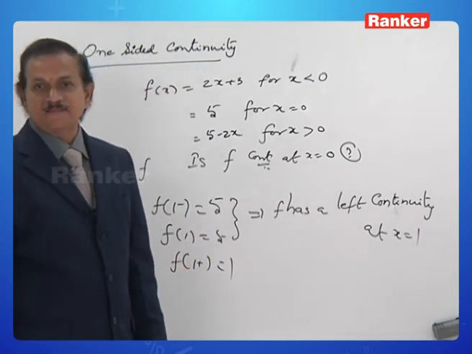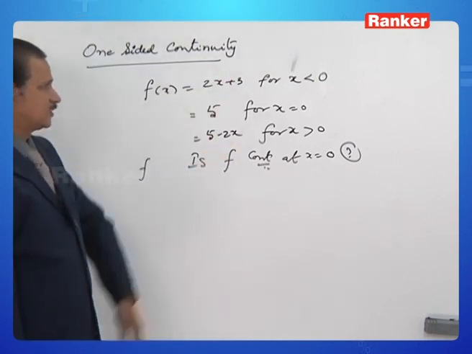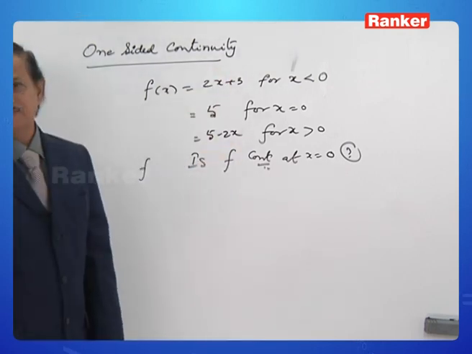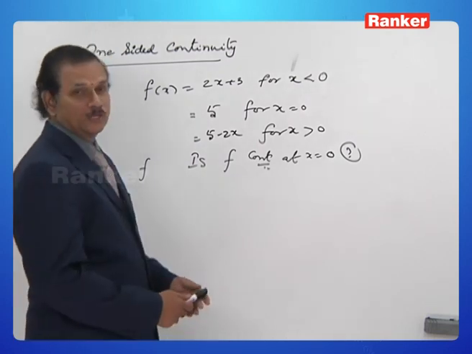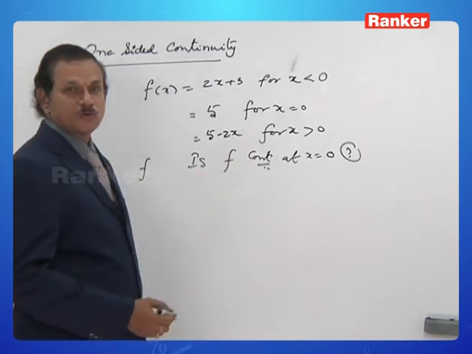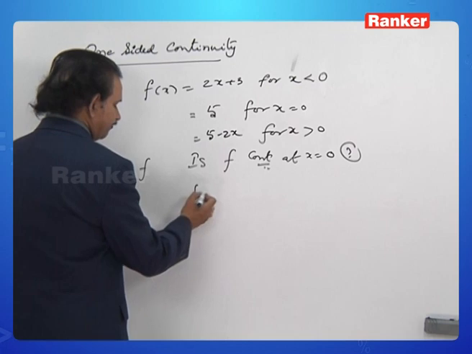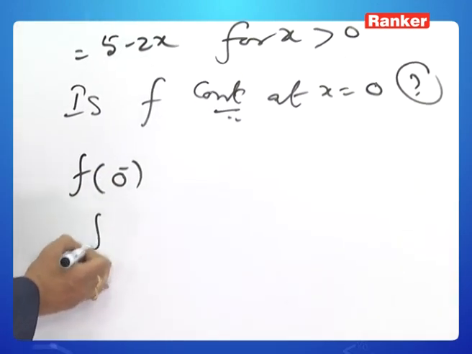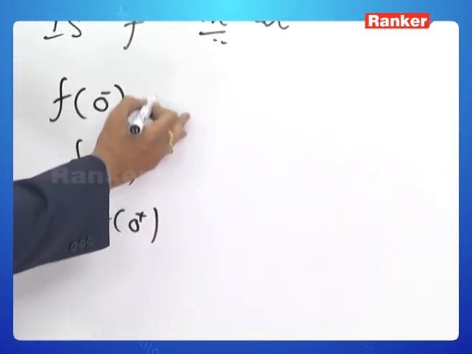I have changed the question. You observe: f of x is equal to 2x plus 3 for x less than 0, is equal to 5 for x equal to 0, and 5 minus 2x for x greater than 0. He is asking about the continuity of the function at x equal to 0. So what are the things that must be found here? f of 0 from left, f of 0, f of 0 from right.